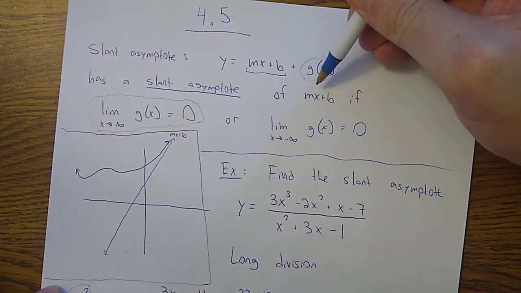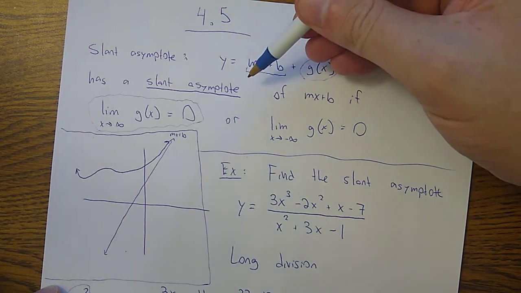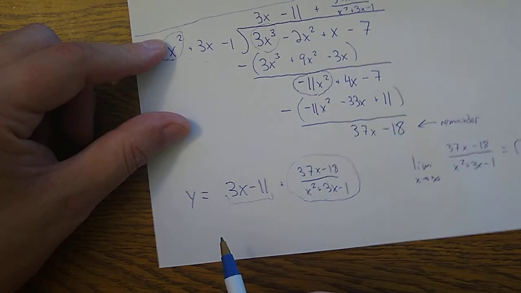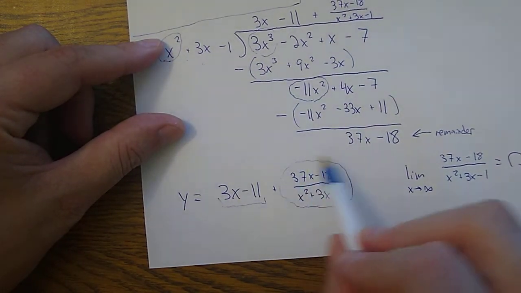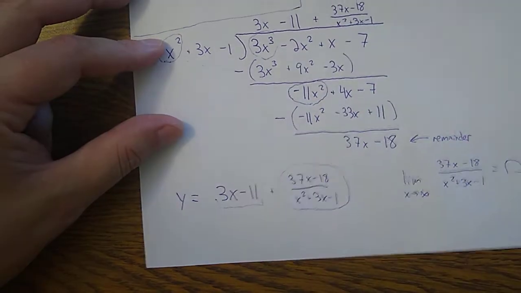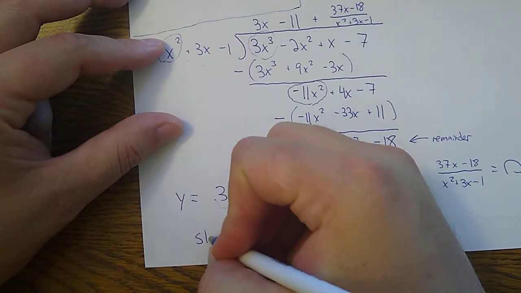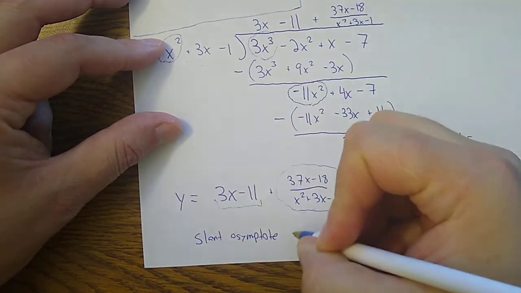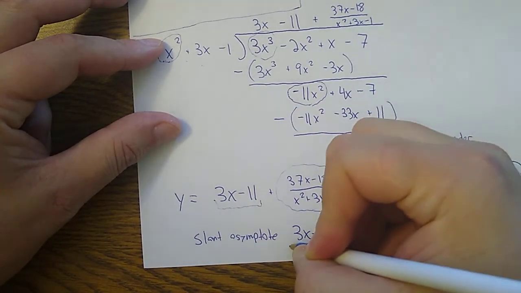But in any case, what we did is we wrote it in this form. I got something that looks like a line. Here's the part that looks like a line, 3x minus 11. And then here's the extra part that's going to 0 as x goes to infinity. So, in conclusion, the slant asymptote is just 3x minus 11.